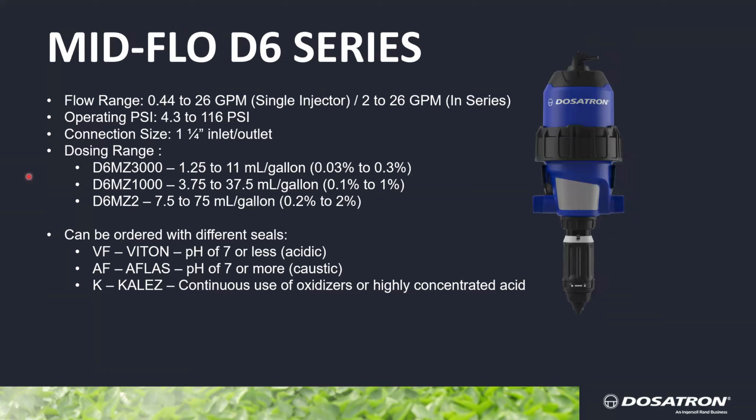The next unit that we're going to talk about here is the Midflow D6 series. So you may not be familiar with this unit. This unit is actually quite new for us. And this is a doser with a flow range of 0.44 to 26 gallons per minute as a single injector, or 2 to 26 gallons per minute in series.